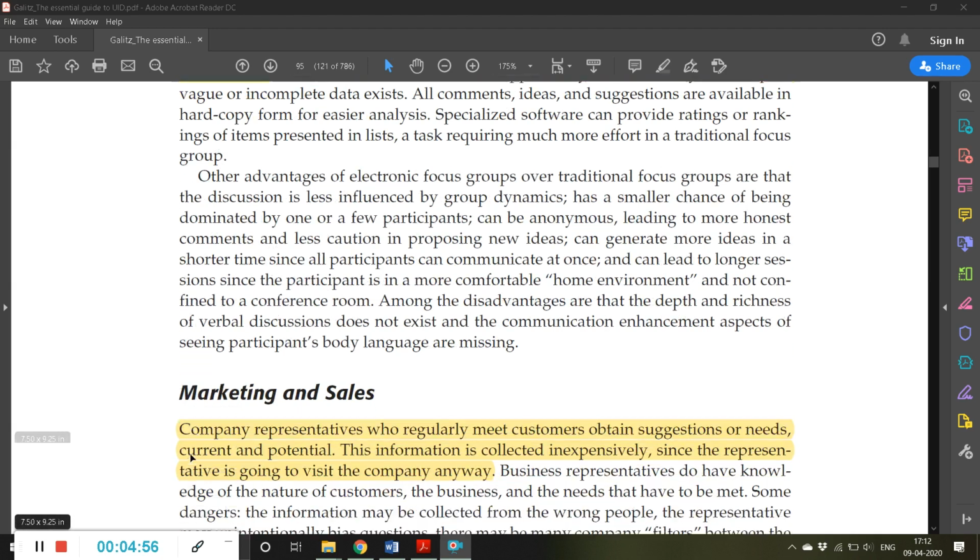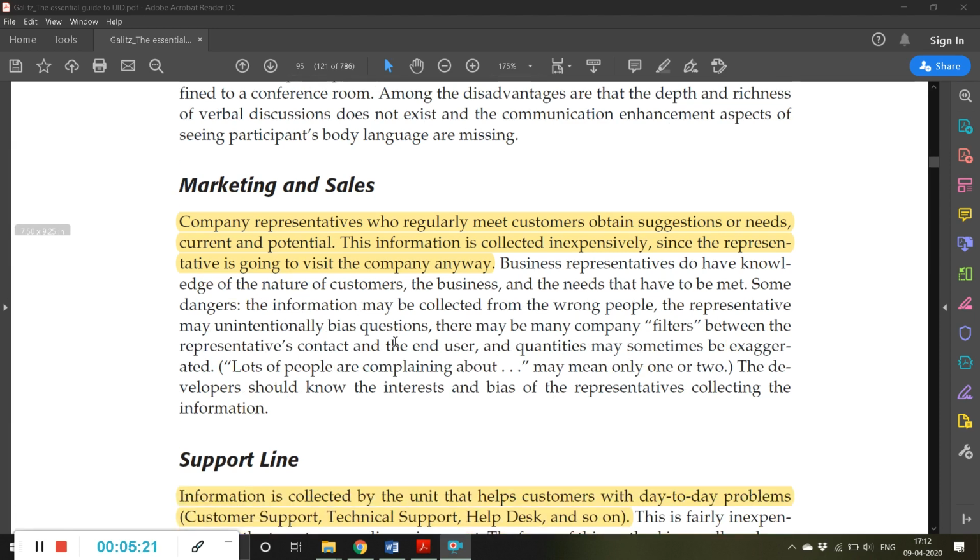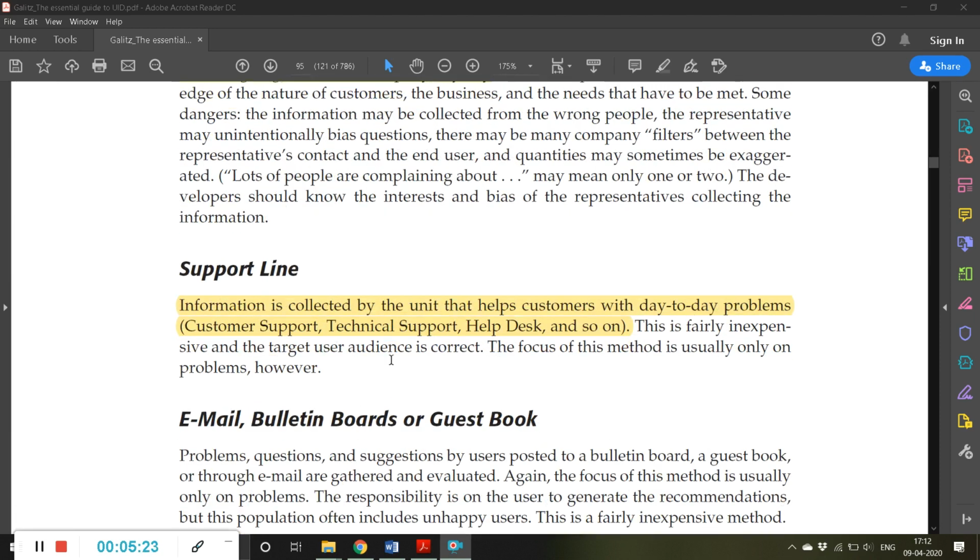Okay, the next one is marketing sales. There are many sales representatives who will be traveling across the world, across companies, and they can visit the company of the actual users, try to understand their requirements, their needs, their suggestions, and the same can be conveyed to the developers. Okay, so the next one is support line.